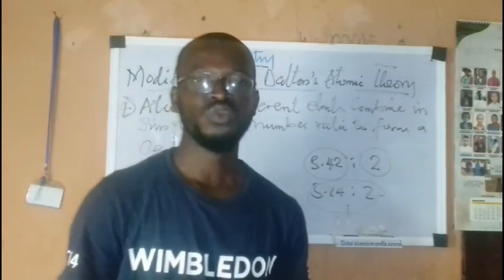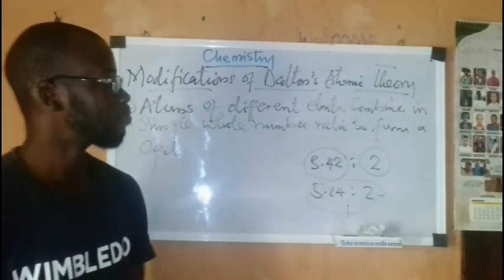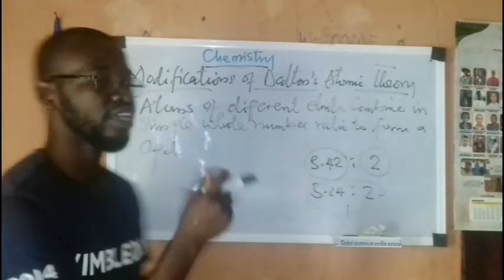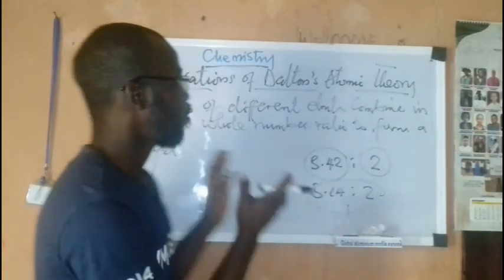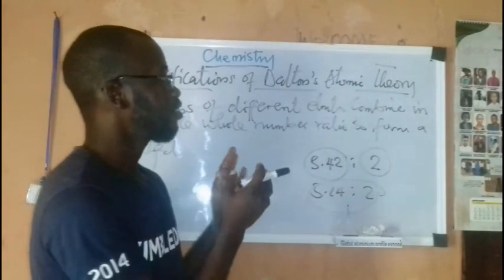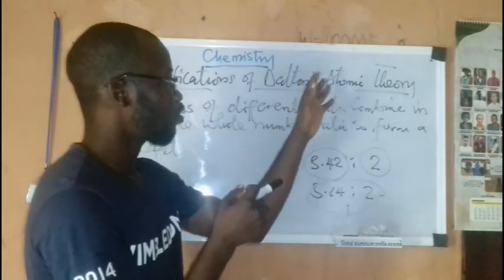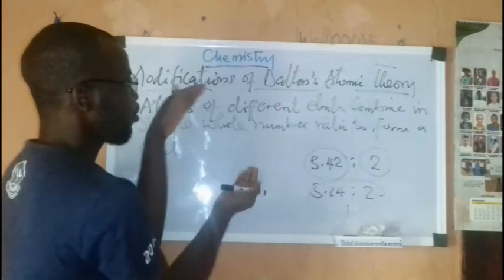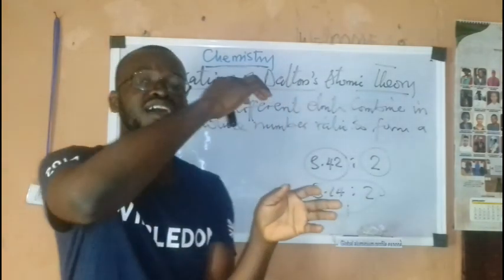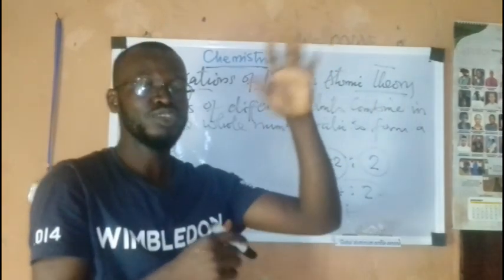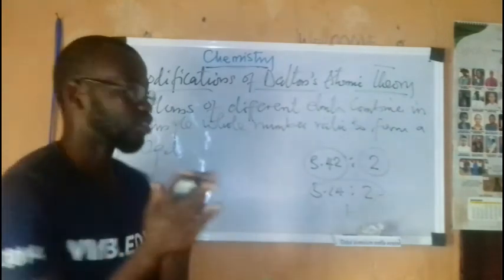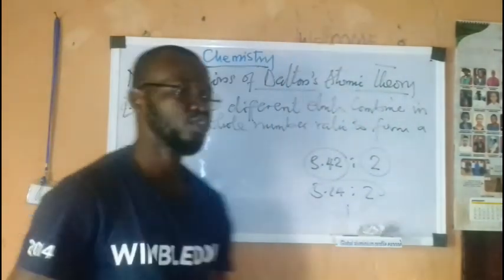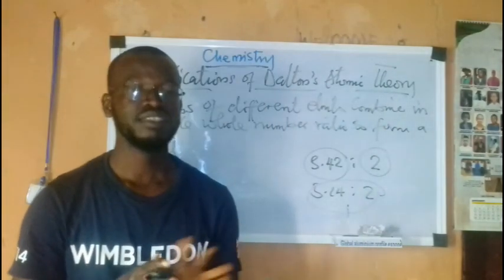I believe this is well understood to this point. I'm going to display on the screen the modifications of this law. The first will carry the theory by John Dalton, and below it you see the modification of that particular law. I'm going to place it on the screen for you so that you will understand it very well. This is just the explanation of everything treated.